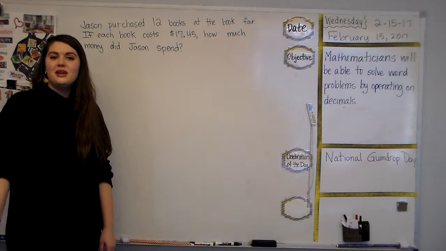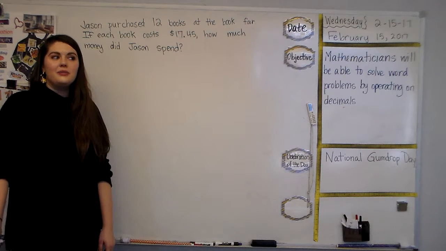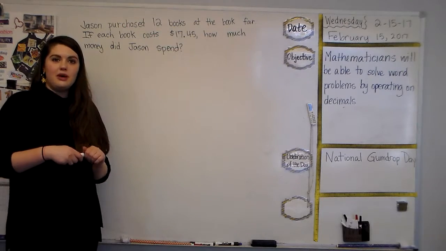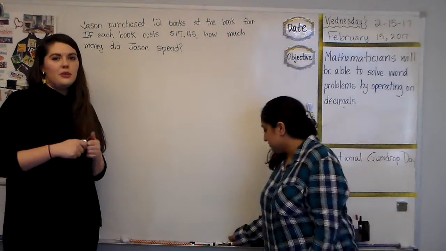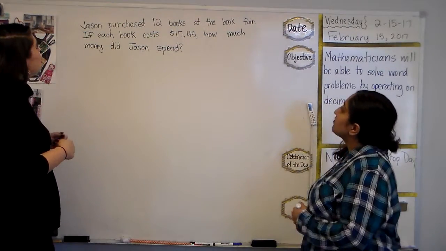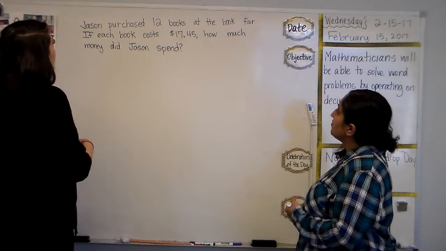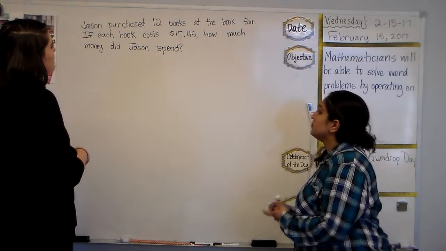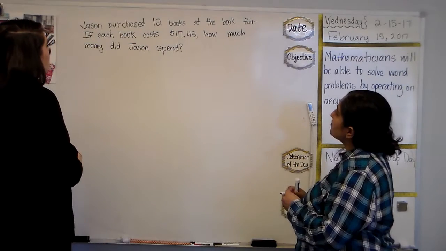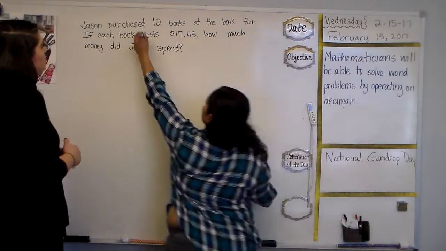Okay, today we're going to be multiplying decimals using an area model. We're going to start off with this word problem. Jason purchased 12 books at the book fair. If each book cost $17.45, how much money did Jason spend?